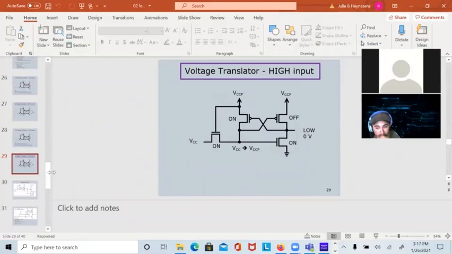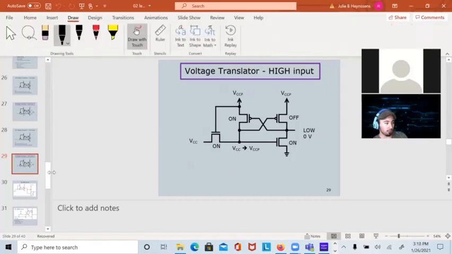Okay, so those are the levels. This initially starts out at VCC.